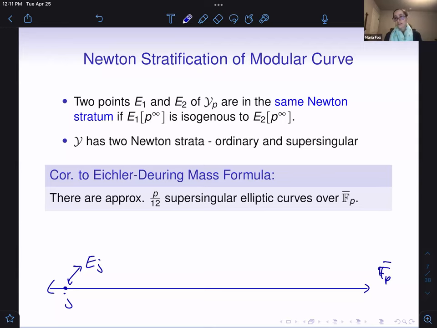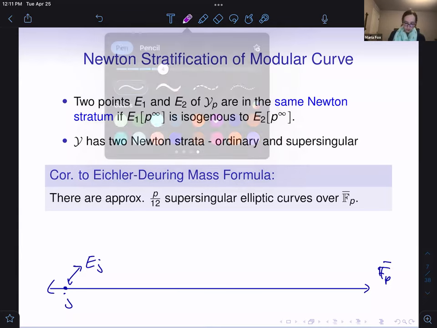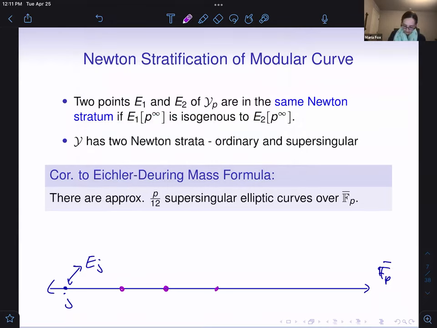So we can ask, what does the stratification look like? That was answered by a corollary to the Eichler-Deuring mass formula that says there's approximately p over 12 supersingular elliptic curves, in particular, finitely many out of all of our possible j-invariants. So our supersingular locus consists of those approximately p over 12 points. That's our supersingular locus, these finitely many points. And the ordinary locus, our other stratum, is the complement. So this is our prototype for our moduli space in characteristic p and our supersingular locus.